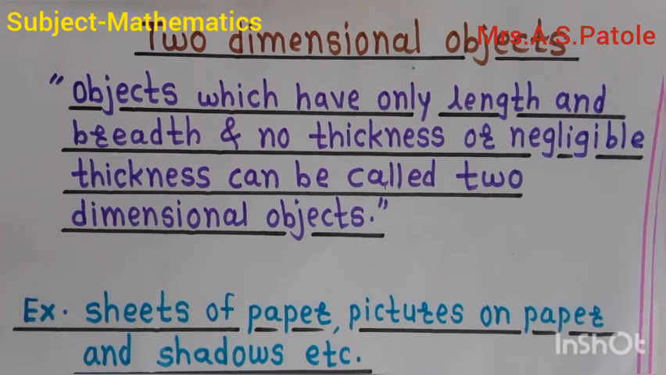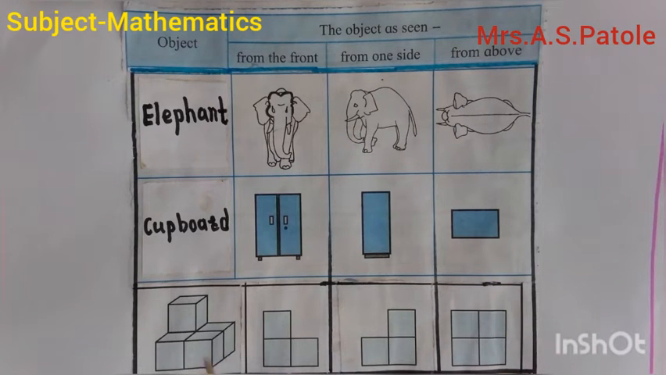Three-dimensional objects appear different when seen from the front, from the side and from above. Let us study this with some examples. See here the diagrams, three-dimensional diagrams of some objects are given here and a block structure is also given here. These three-dimensional objects have different views if we see them from the front, from one side, from above.